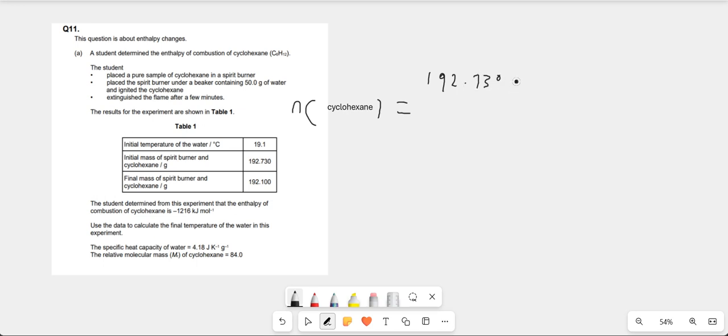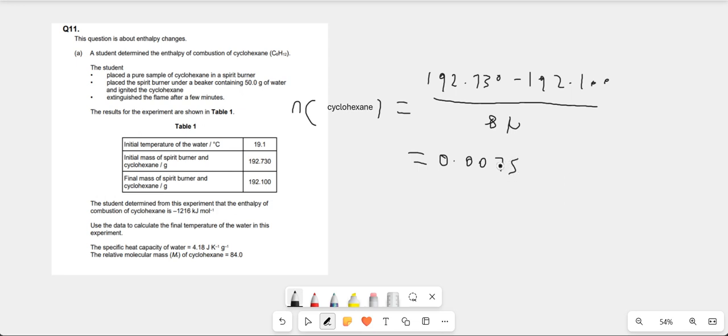So 192.730 minus 192.100, divided by the actual Mr, which is 84, and that gives me 0.0075 moles of that.